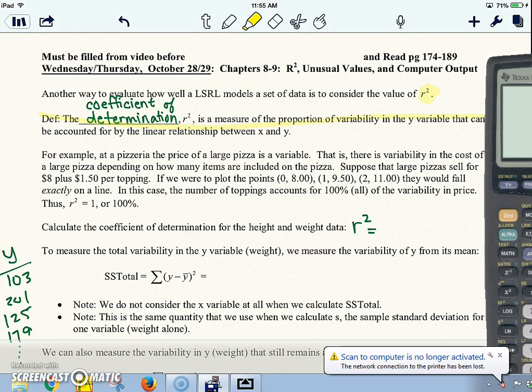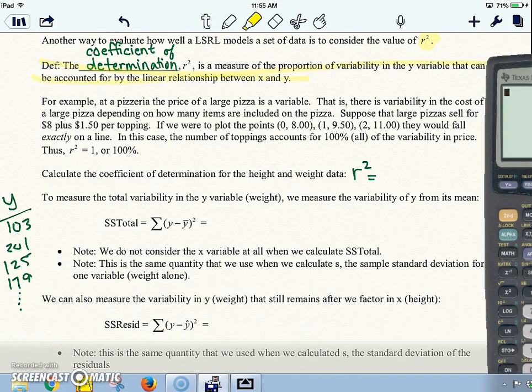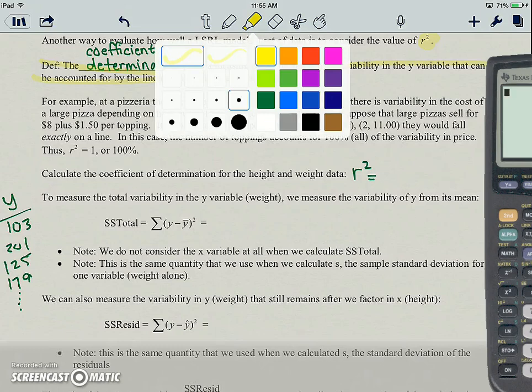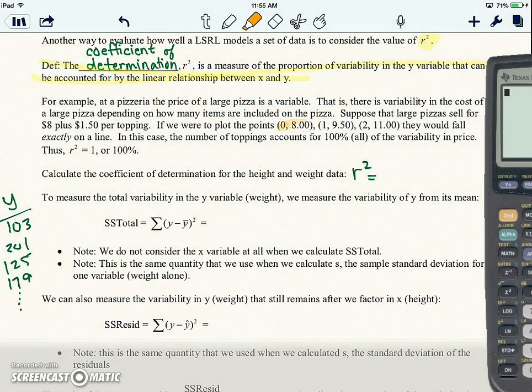I love this definition. For example, at a pizzeria, the price of a large pizza is a variable. That is, there is variability in the cost of the large pizza depending on how many items are included on the pizza. Suppose that a large pizza sells for $8 plus $1.50 per topping. If we were to plot this, we'd have 0 toppings, an $8 pizza. 1 topping, a $9.50 pizza. 2 toppings, $11 pizza. And they would fall exactly on the line. The only thing that's changing the price is the number of toppings. In this case, the number of toppings accounts for 100% of all variability, therefore r squared equals 1, or 100%.